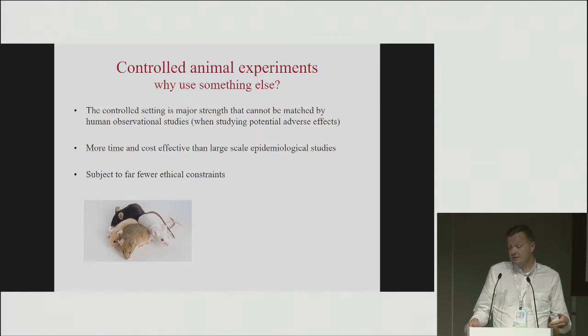And this is the standard for risk assessment, and this is where the benchmark dose has mostly been used and developed around. Because the controlled setting is such a major strength that you cannot match it in human observational studies when studying adverse effects. And of course, using the animal models is more time and cost effective than the large-scale epidemiological studies.